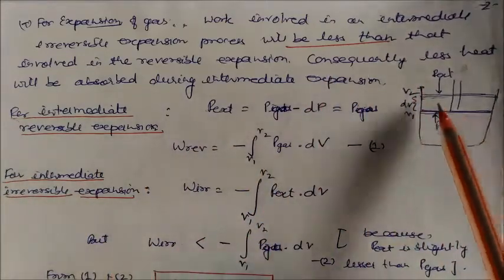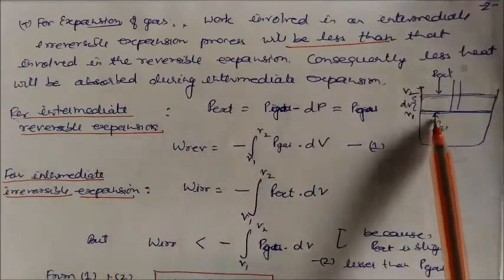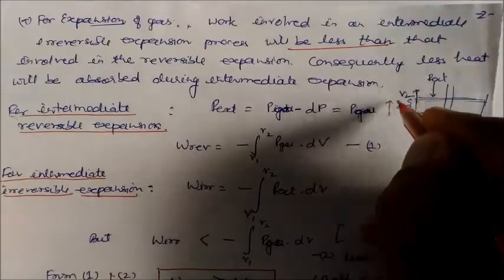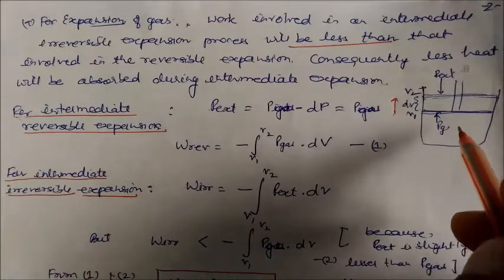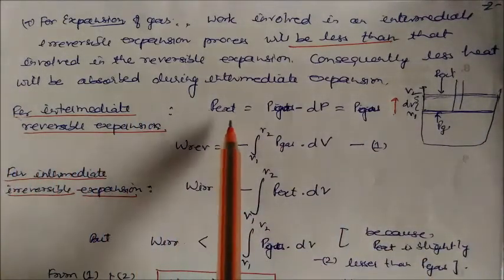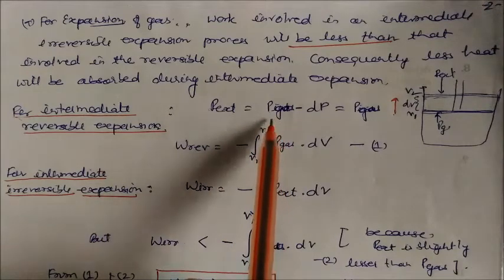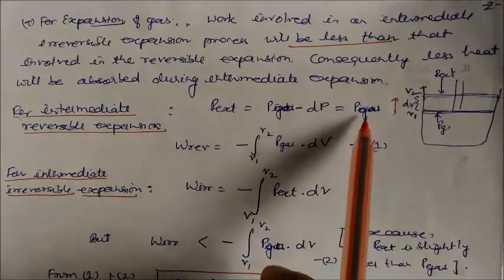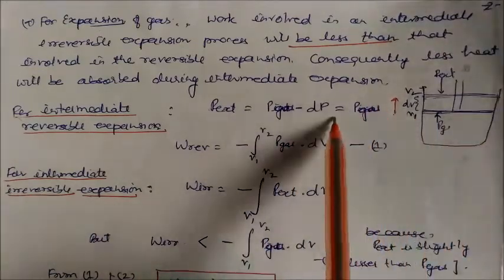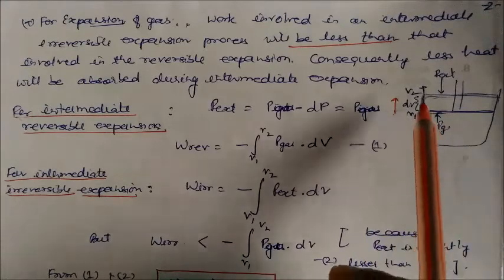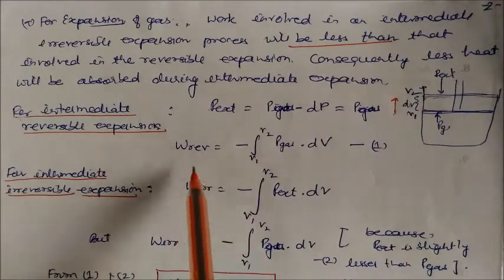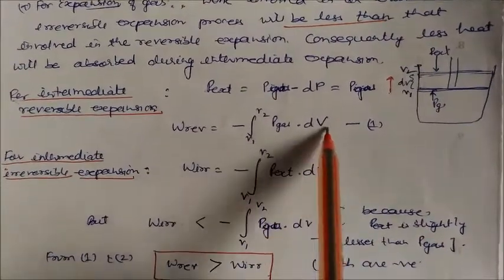So this is the V1 volume, and expansion means it is going upward. When this goes upward, this is your V2, so definitely the pressure becomes less. For intermediate reversible expansion, P external is equal to the pressure of the gas minus a small change in pressure, dP, which is almost equal to the pressure of the gas. So the pressure of the gas is reduced by dP, which is a very small pressure. So we can write the work done of the reversible process as the pressure of the gas into dV.